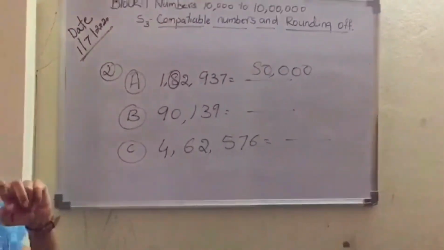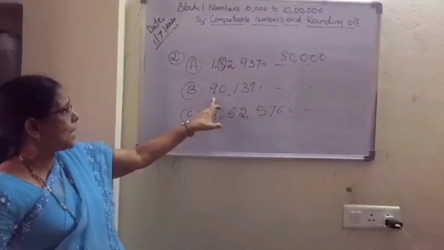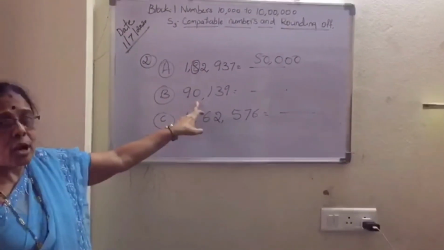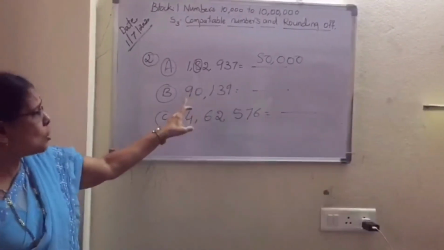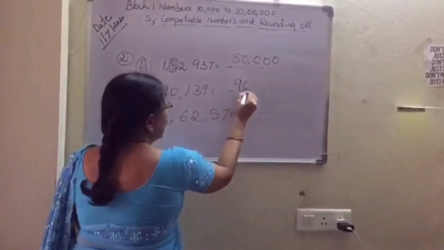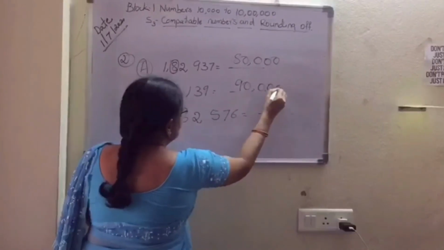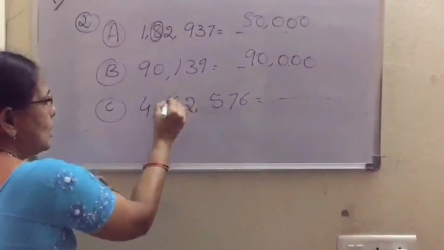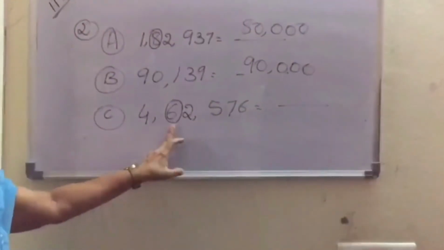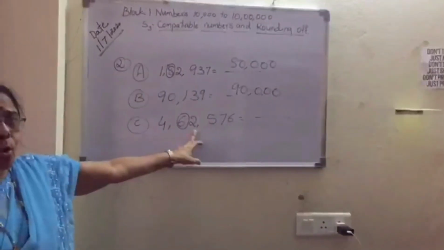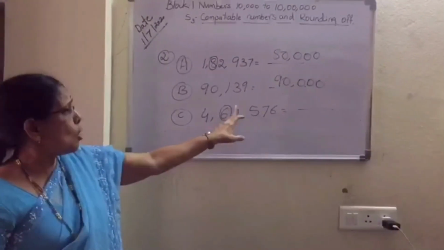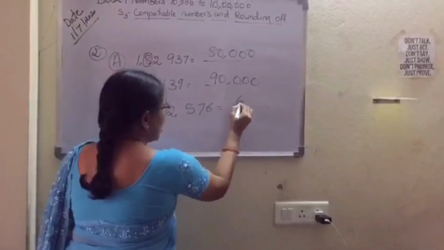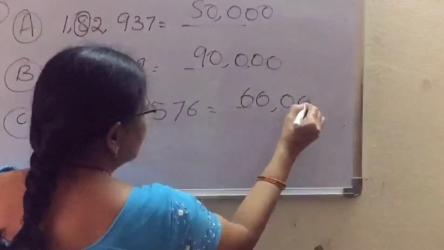Understood, children? Next, in the 10,000 place 9 is there. For 9, you have to check the number before it. Yes, 0 is there. So this is rounded to 90,000. Next, here in the 10,000 place 6 is there, children. Here the number before it, 2, is less than 5. So this number will not be changed. It is rounded to 60,000.